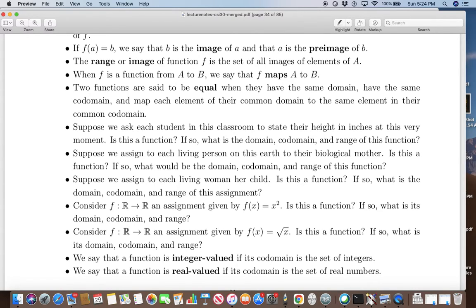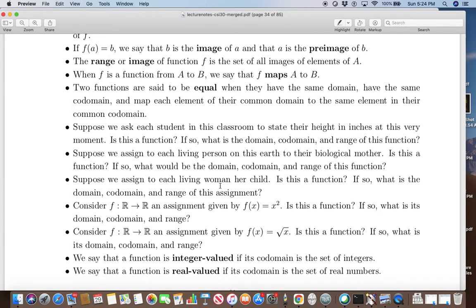What is the range? Well, notice some mothers have already died, you see. So your codomain does not require that all the women be living. Some of them have died. What's the range? Range of this function is the set of those women who are biological mothers, right, of somebody who is presently living.